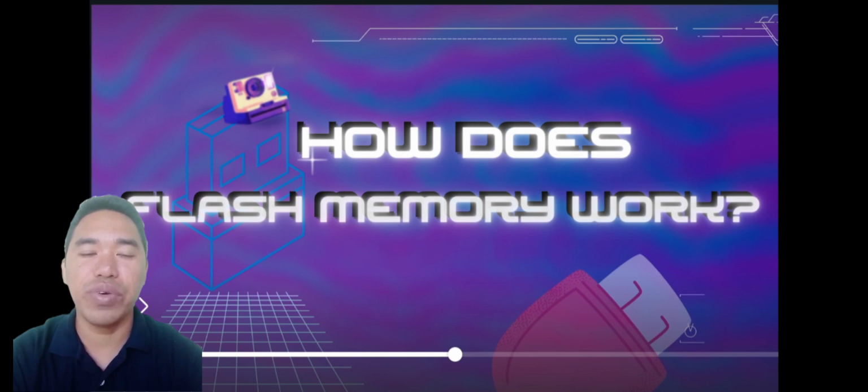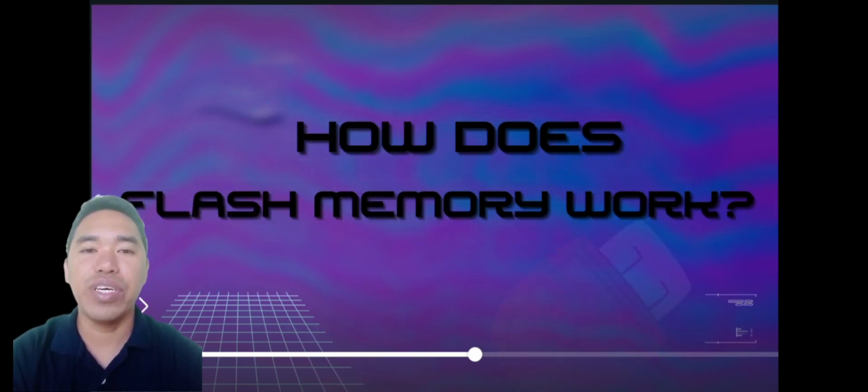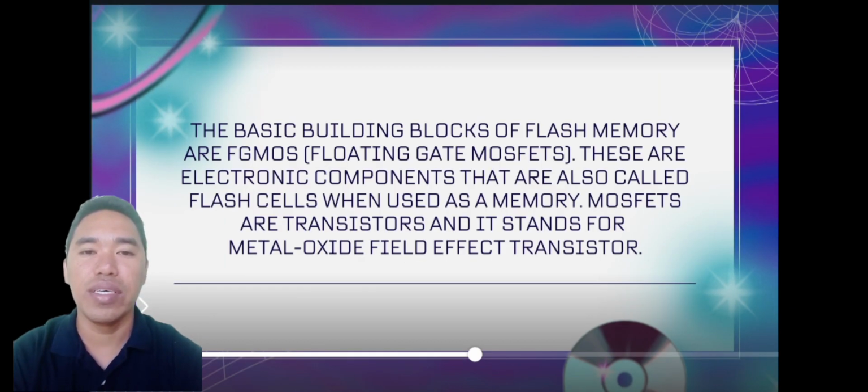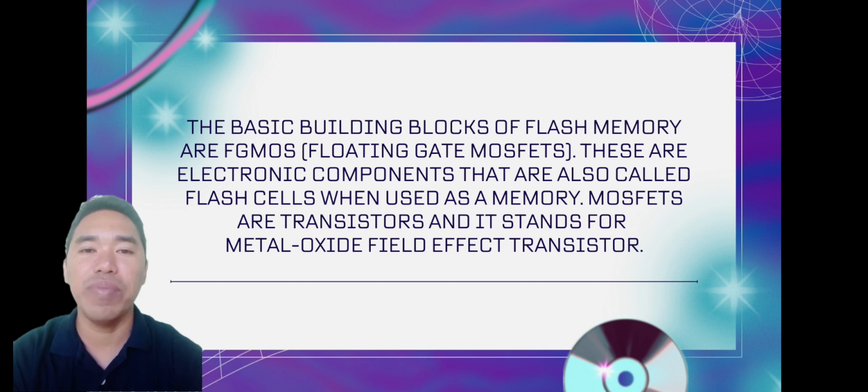How does flash memory work? Flash memory, also known as flash storage, is a type of non-volatile memory that erases data in units called blocks and rewrites data at a byte level. Flash memory is widely used for storage and data transfer in consumer devices, enterprise systems, and industrial applications.